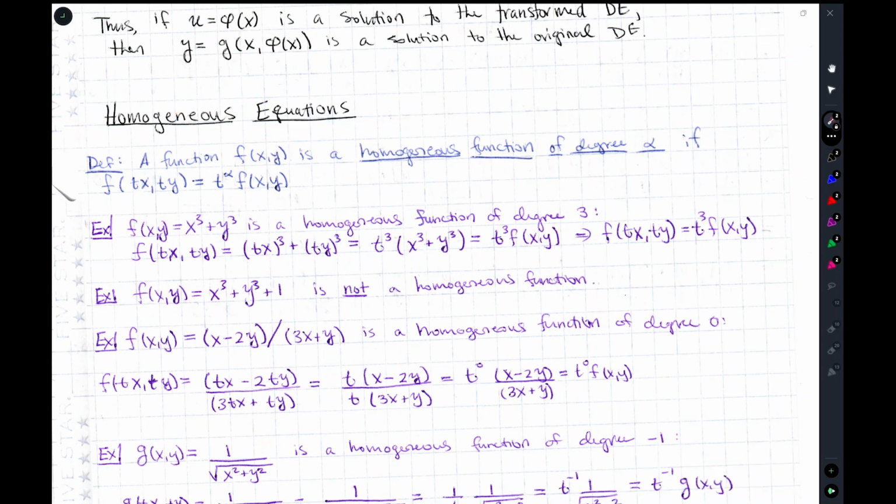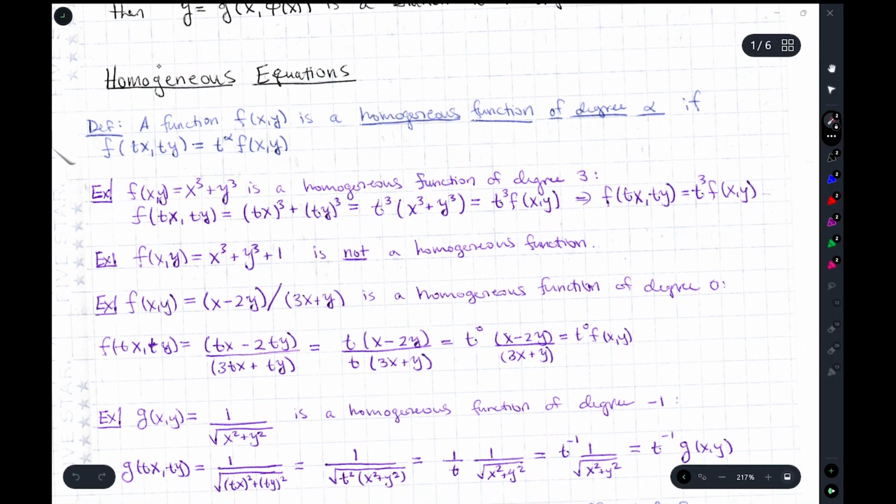Let's look at specific types of substitutions, and these are going to be for homogeneous equations. What is a homogeneous equation? Well, first let's define a homogeneous function. A function f(x, y) is a homogeneous function of degree alpha if f(tx, ty) is equal to t^alpha f(x, y). So somehow you could almost factor out a t, if you want to think about it that way, and you pay the cost of an alpha. It's degree alpha.